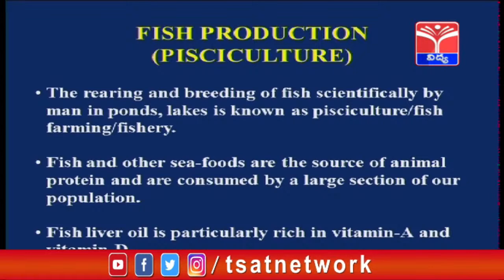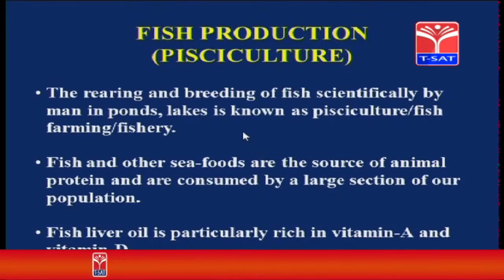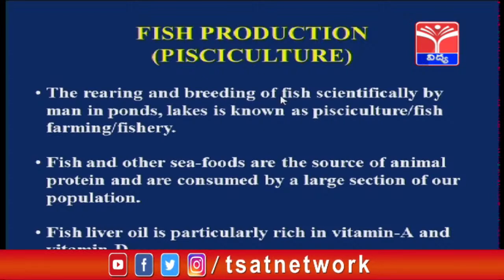So, this is about beekeeping or apiculture. Hope you have understood, children. Yes, now let us move on to the next one, that is fisheries. What is meant by fisheries? See children, fish rearing or fish breeding is scientifically called pisciculture. The rearing and breeding of fish scientifically by man in ponds and lakes is known as pisciculture or fish farming or fishery.